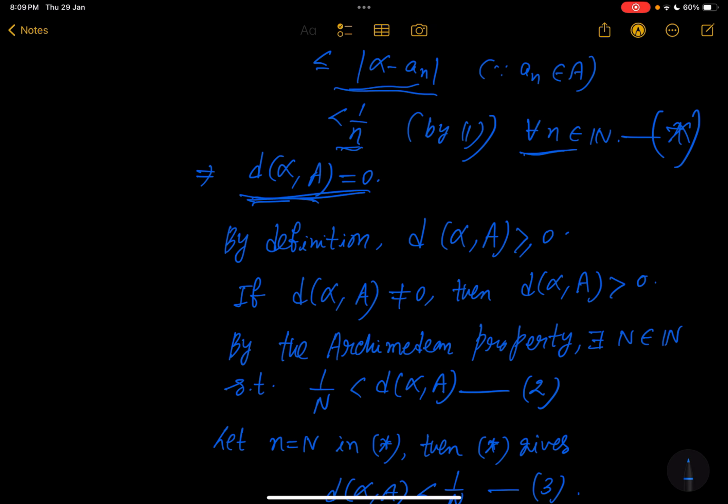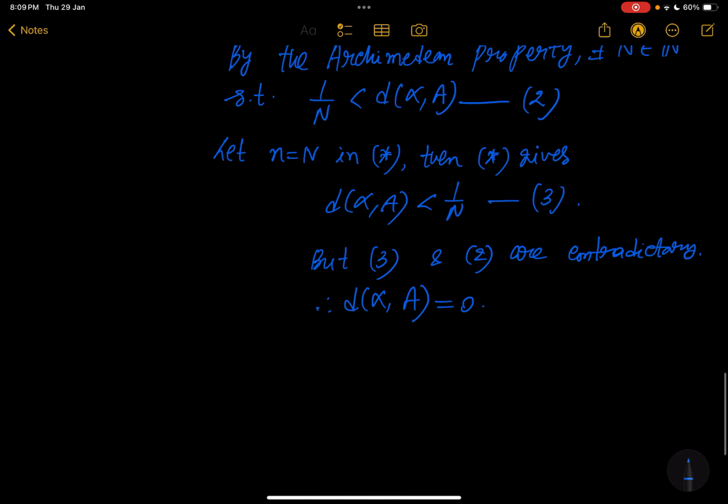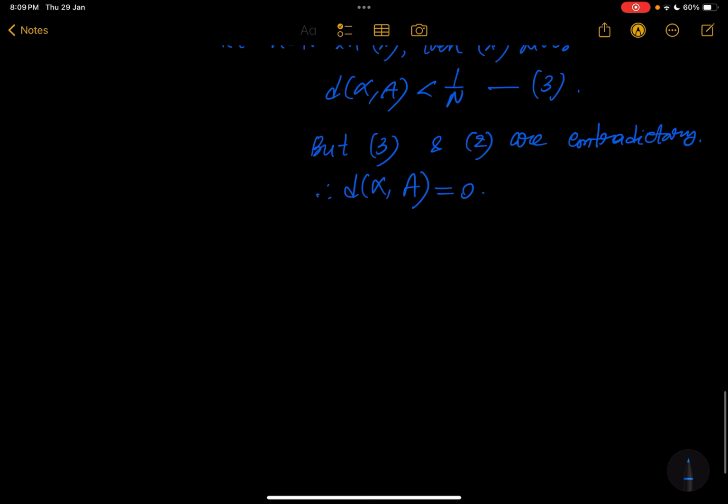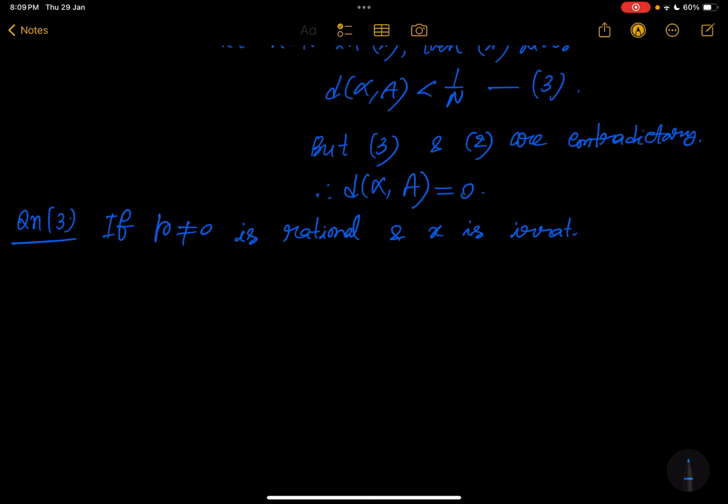Okay, now I'll prove or solve one more question, which is question 3. The question is, if r is not equal to 0 and is rational and x is irrational, then show that r plus x and rx are irrational, right?